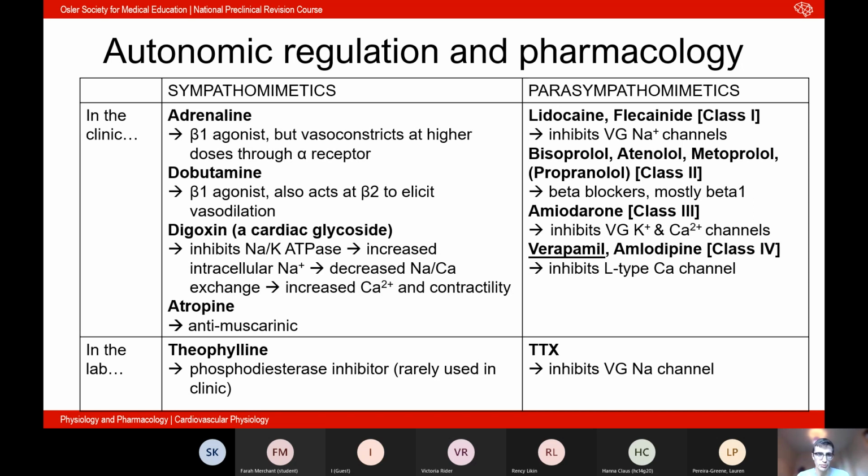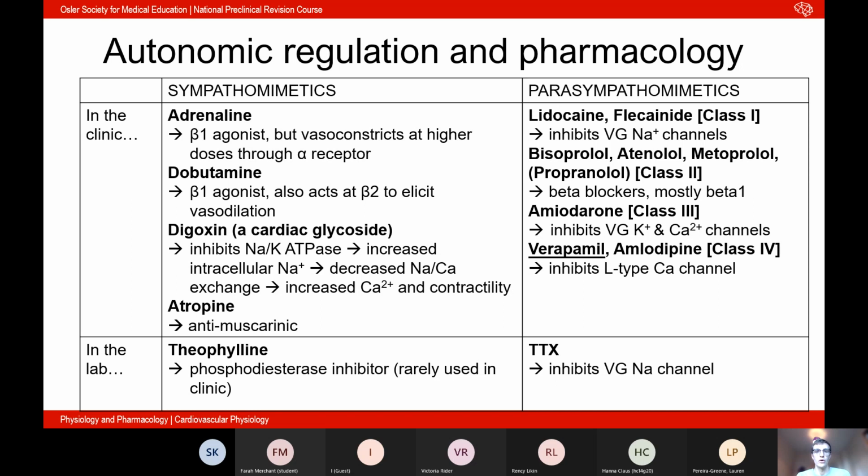So if your heart isn't working properly, we can try and give some of these drugs to increase your heart activity, if you like. And those include adrenaline, which you give if you have anaphylaxis and all your vessels dilate and you struggle to have a functioning cardiovascular system. Digoxin, which is used for heart failure and increases calcium availability.